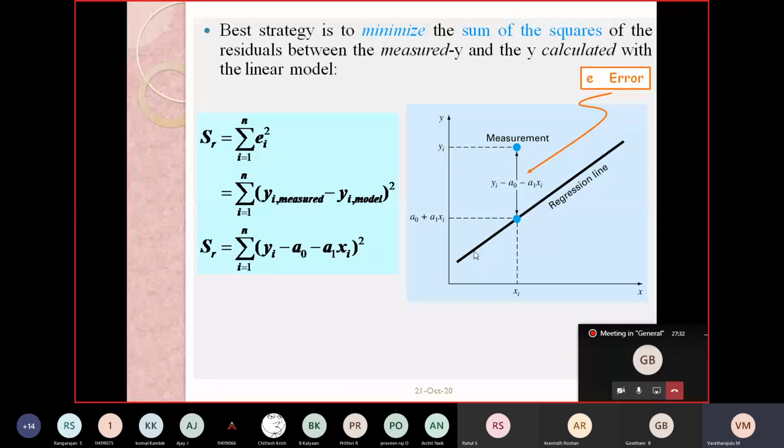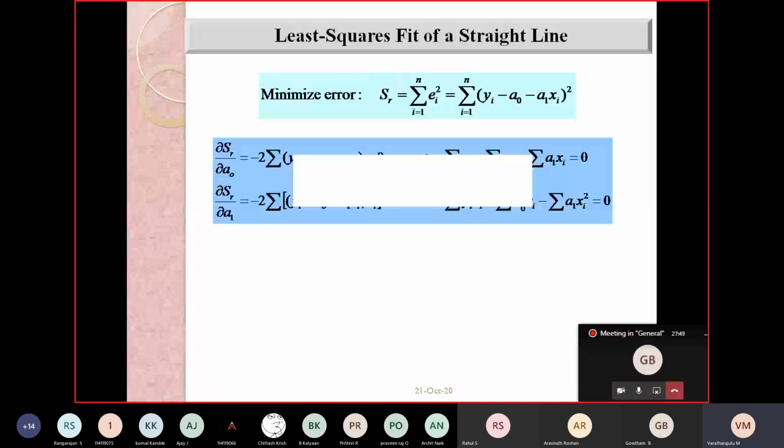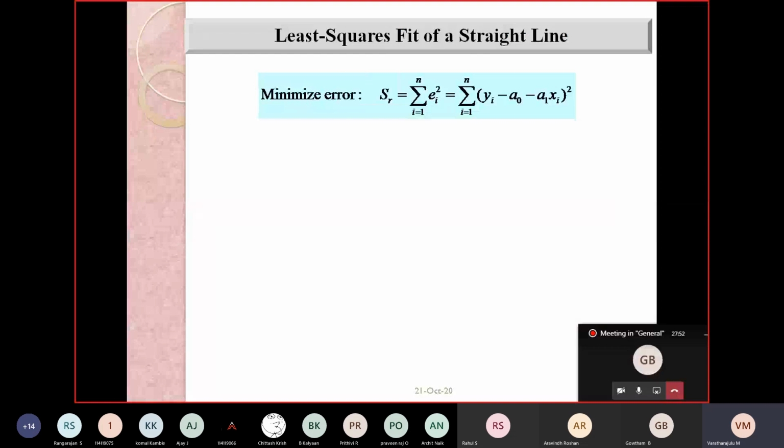Based on this information, we are going to plot the line. This is the measured, that is, the actual yi is here, and this is the amount of error. Minimization of error: SR is equal to summation of i equal to 1 to n of ei power 2, and that is equivalent to yi minus a0 minus a1 xi, the whole square, summation i equal to 1 to n.